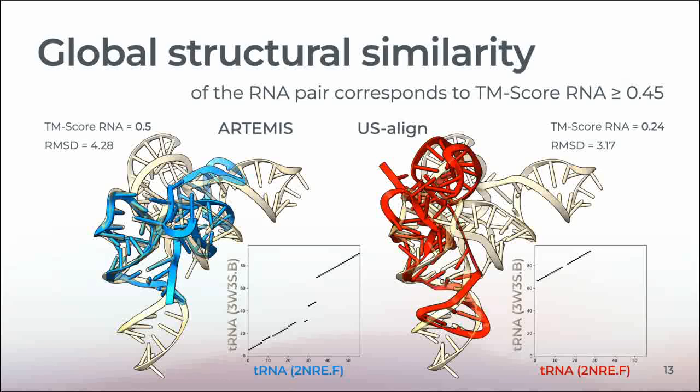Here is a pair of two tRNA chains. One of them is missing many fragments, and even in this case, ARTEMIS finds the global structural similarity with a TM-score equal to 0.5. On the right side, we see the alignment prepared by US-align. So in this case, US-align failed.